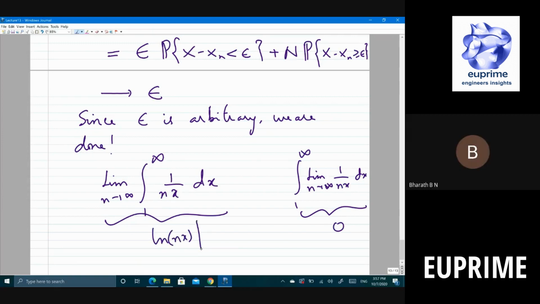Ln of nx from 1 to infinity. So obviously you'll get infinity. So this is not equal. So you cannot interchange limit and integration, right? Do you know why this is the case here?